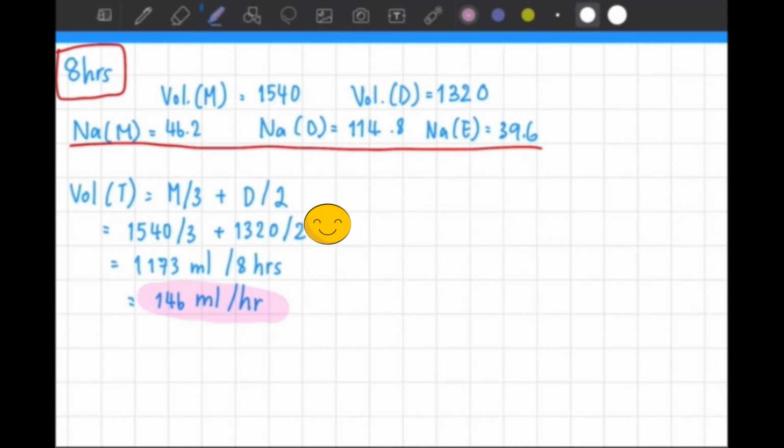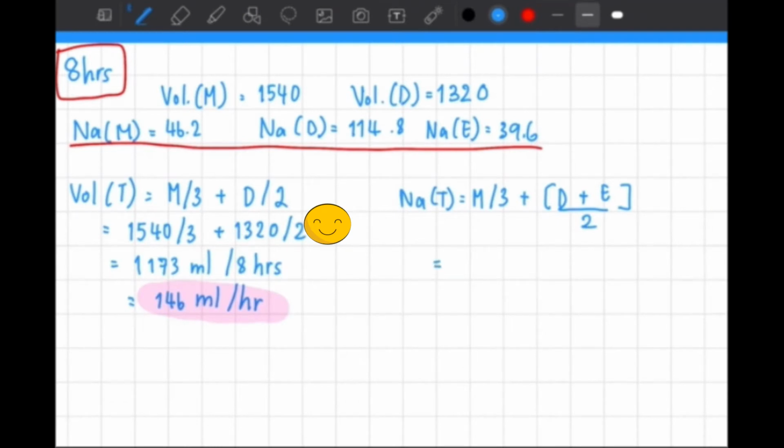So that would be our rate for our volume. Okay, now we have to talk about our sodium total. Sodium is a little bit more, there are more things we have to consider. So the maintenance sodium divided by 3 plus the deficit plus the excess, all of it together, divided by 2. That's the formula.